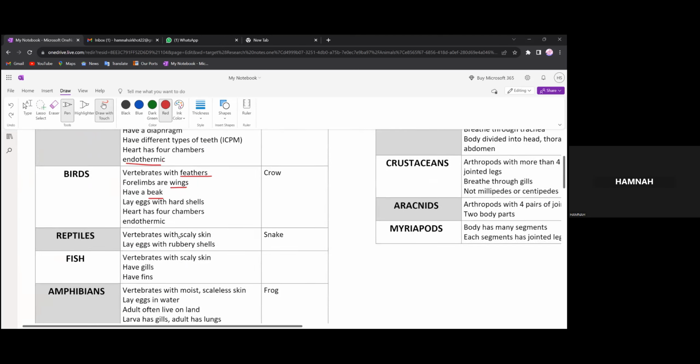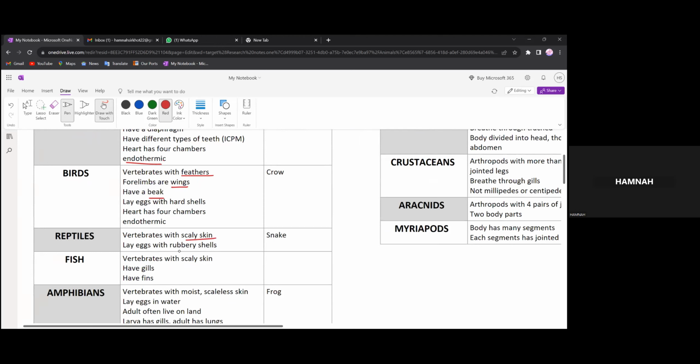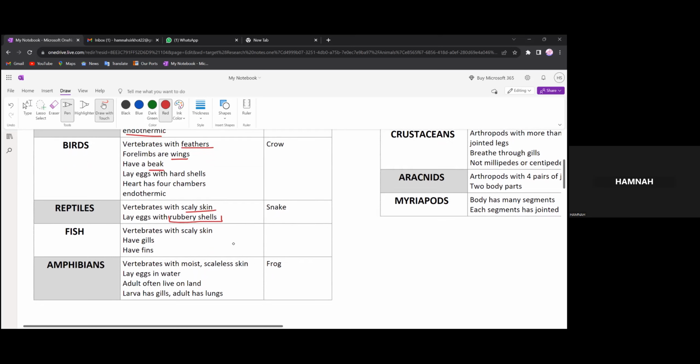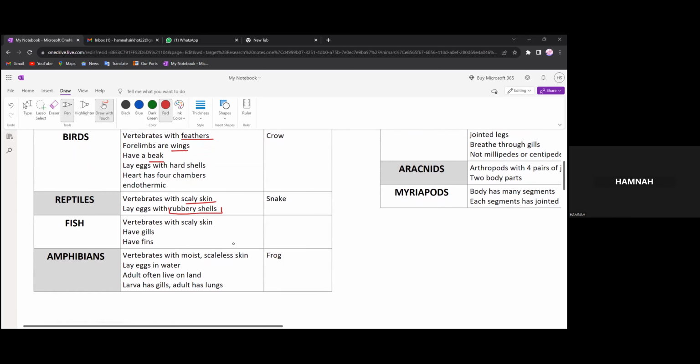Reptiles have scaly skin, right? This is the most common thing. Scaly skin, and they lay eggs with rubbery shells. Have you ever seen a reptilian egg? Yes. Snake eggs. I'll give you an example of lizard eggs. Lizard eggs are quite tiny, but you can crush those eggs, right? They don't feel like they have a hard shell. They have some other consistency of the shell, right?